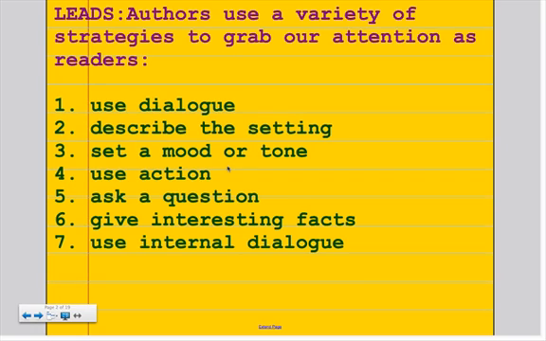Leads is basically when authors use a variety of strategies to grab our attention as readers. Here's a few of the different categories they could fall in. The first is they use dialogue, which is basically people talking. Another one they use is describing the setting, where you basically are getting a picture of what's happening. The third one is setting a mood, meaning putting you in a certain emotional state or setting a tone. Another is using action, where basically they're describing a lot of things that's happening.